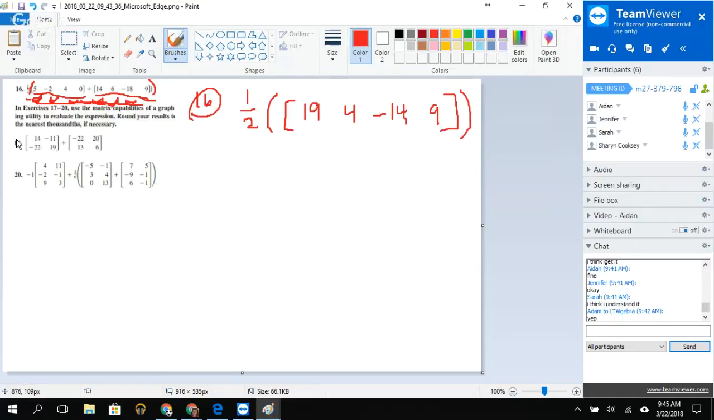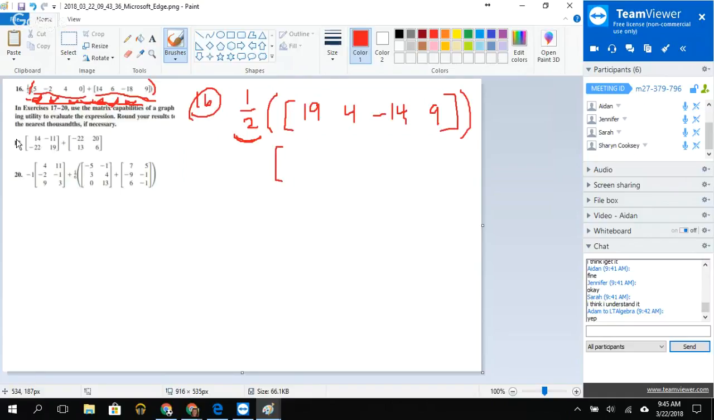And now I don't really need my parentheses anymore, right? But I'm going to multiply everything by a scalar. So this 1/2 is a scalar. Your scalar could also be a fraction, right? And it's kind of like distributing when you multiply by a scalar. So every element is going to be multiplied by 1/2.